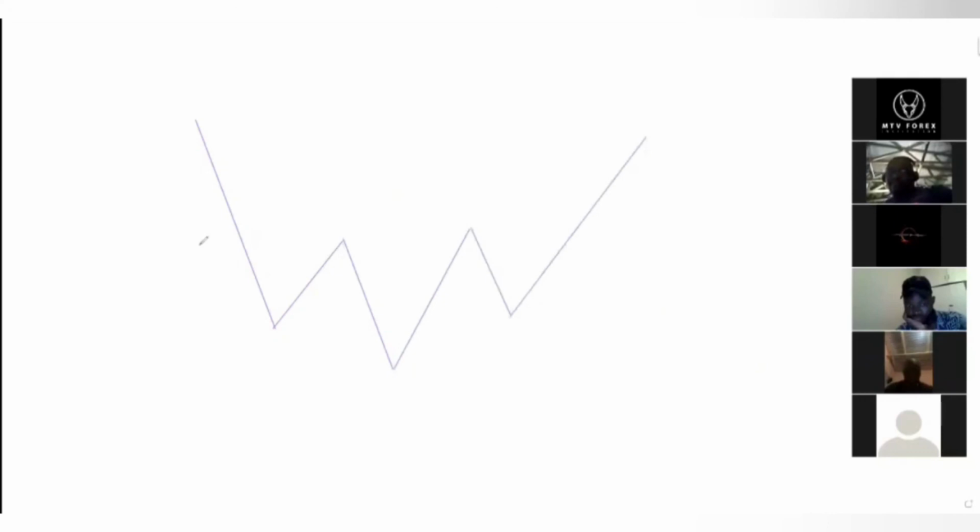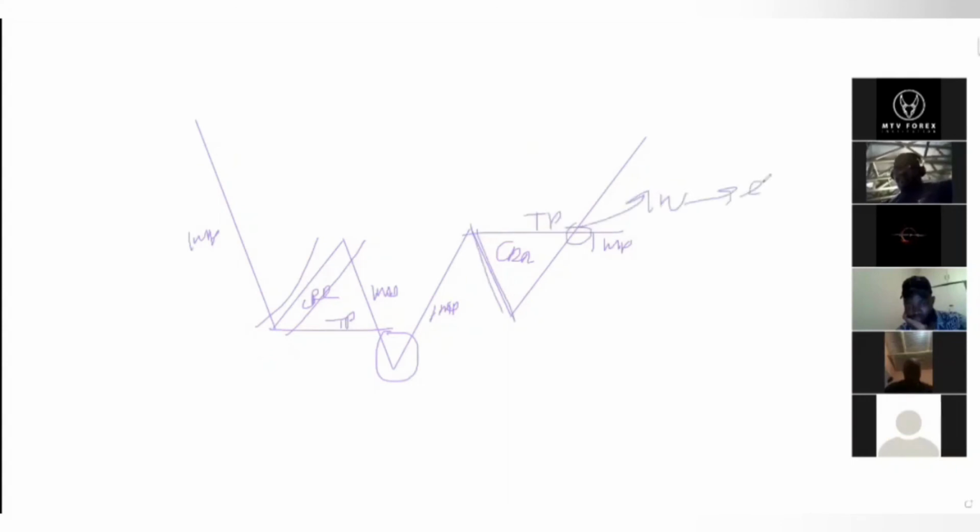So yeah, this is your impulse, your correction, your impulse, your head, your impulse, your correction, then your impulse, which means structure, take profit, head, structure, take profit, breakout, neckline, entry point, fly with it.